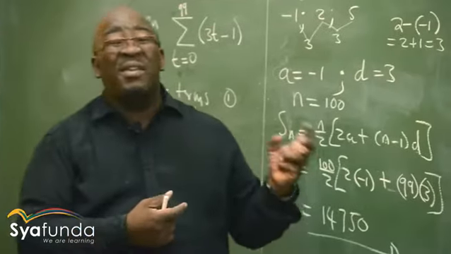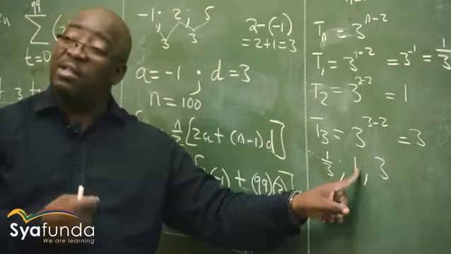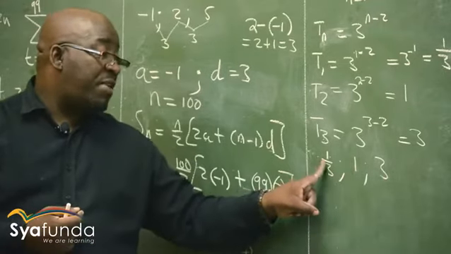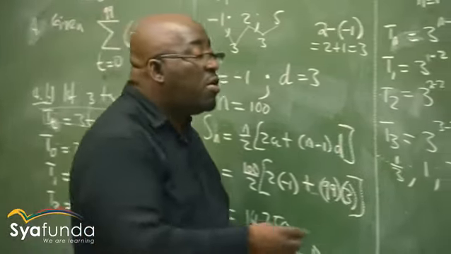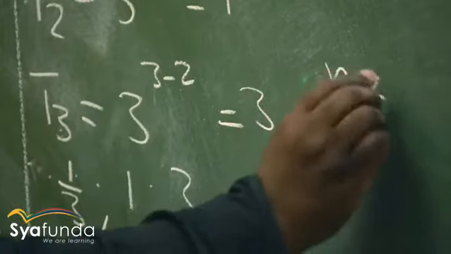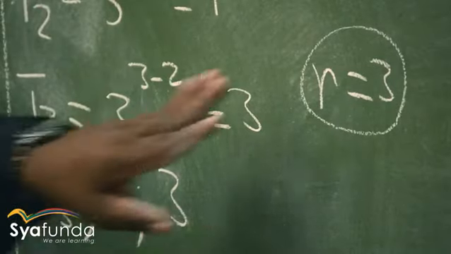So it has a common ratio. This divided by this is what? 3 divided by 1 is 3. 1 divided by 1 over 3 will be 3. So this one has got a common ratio of 3. So we know the value of R in this case. R is 3. Now when we collect our data, we know that our R is 3.